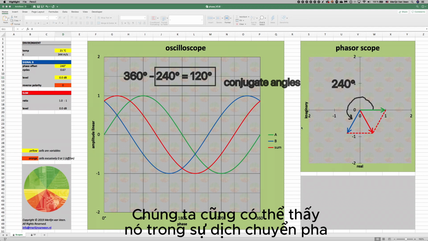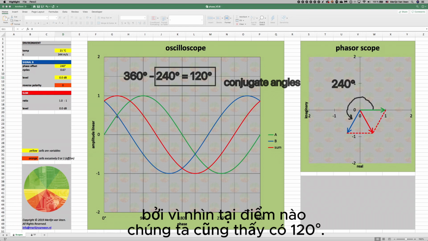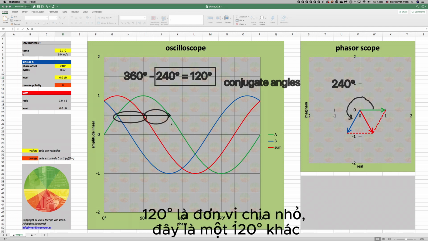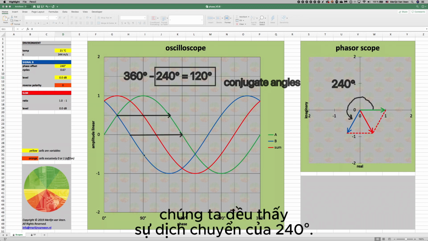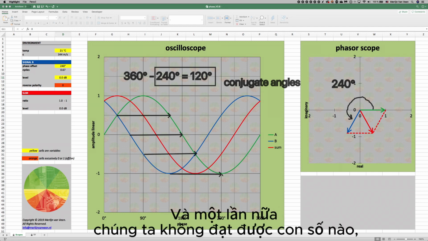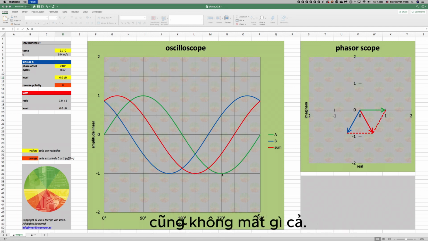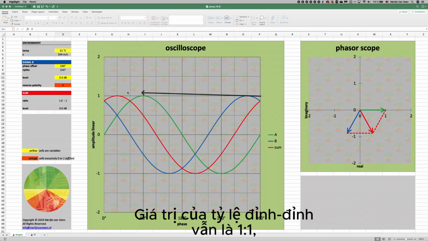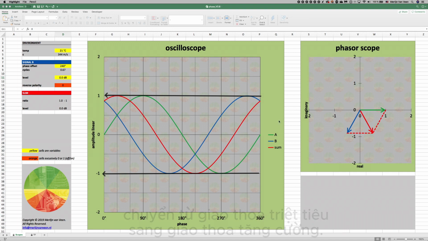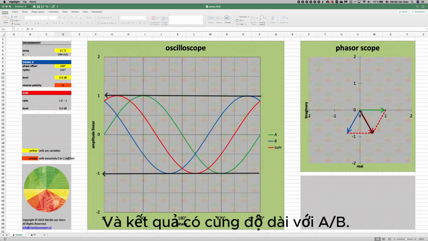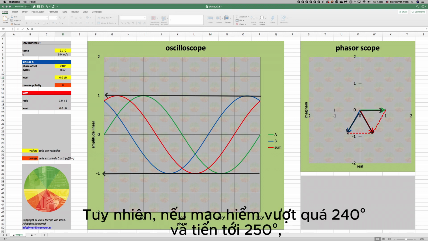We can also see it in the phase shift, because everywhere we look, we see that there is 120. What I am saying, this is 120, two minor divisions. This is another 120. So that is 240 degrees of shift. No matter where I look, we see 240 degrees of shift. And again, we don't gain anything. We don't lose anything. The peak-to-peak ratio remains 1:1. So it's again at that point where the scales tip from destructive interference to constructive interference. And the resultant has the same length as either A or B alone.